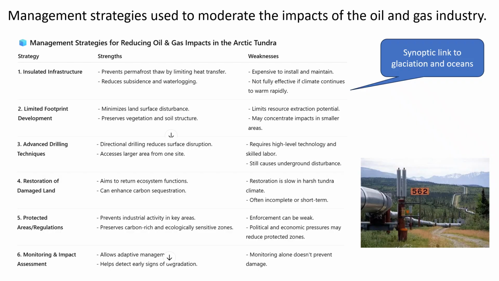And then finally, we've got a whole range of strategies. Feel free to pause the video on this and have a little look through them. They do have strengths and weaknesses, and again, this is good for your AO2 analysis that you need to include if you're writing an essay or doing a 10-mark question. So you do need to think a little bit about it. And again, this synoptically links to glaciations and oceans. So do go back particularly and have a look at your glaciation notes and the Trans-Alaskan pipeline. But there are things that are being done to try and reduce the impact of human activity, but it won't stop it totally. So feel free to pause the video and have a look at some of these management techniques.